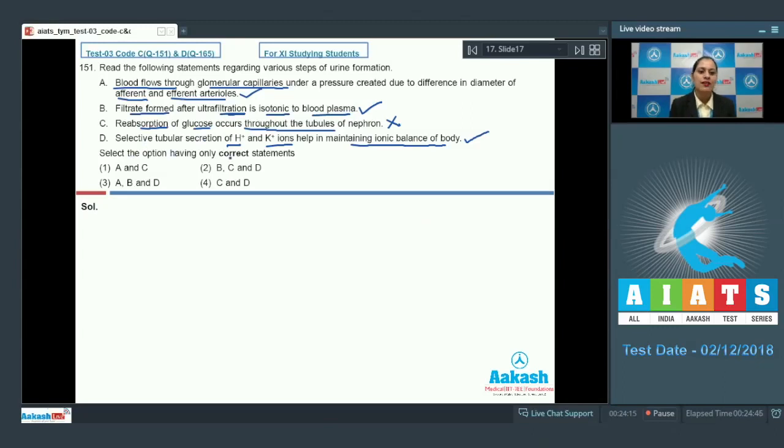Now select the option having only correct statements, and we know that option number 3 is the correct answer as statements A, B, D are correct. So the correct answer is option number 3. Let's proceed to the next question.